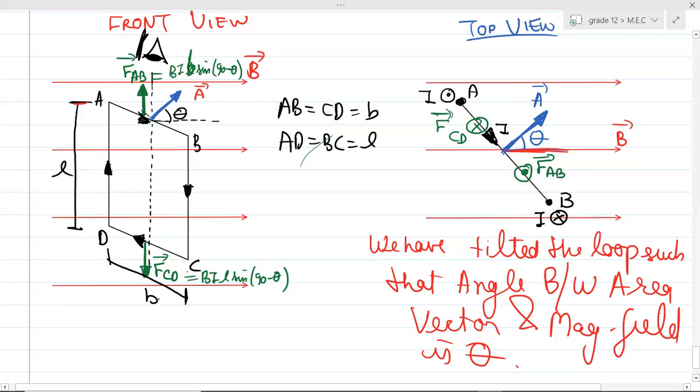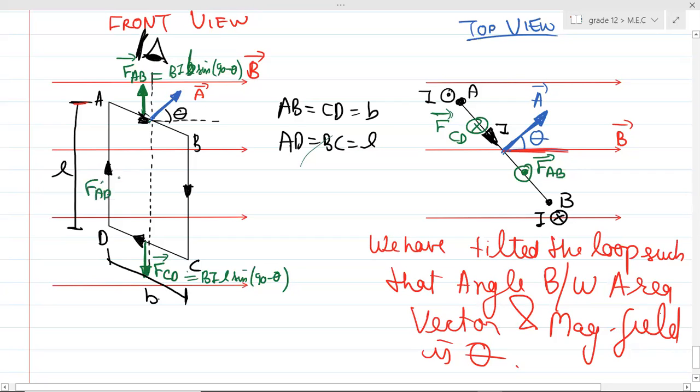So what will be the force acting on it? The magnitude of force will be B into I into L, right? But what will be the direction? That is important. Direction, tell me, please. So will it be into the plane? Inwards, yeah. The force on AD.